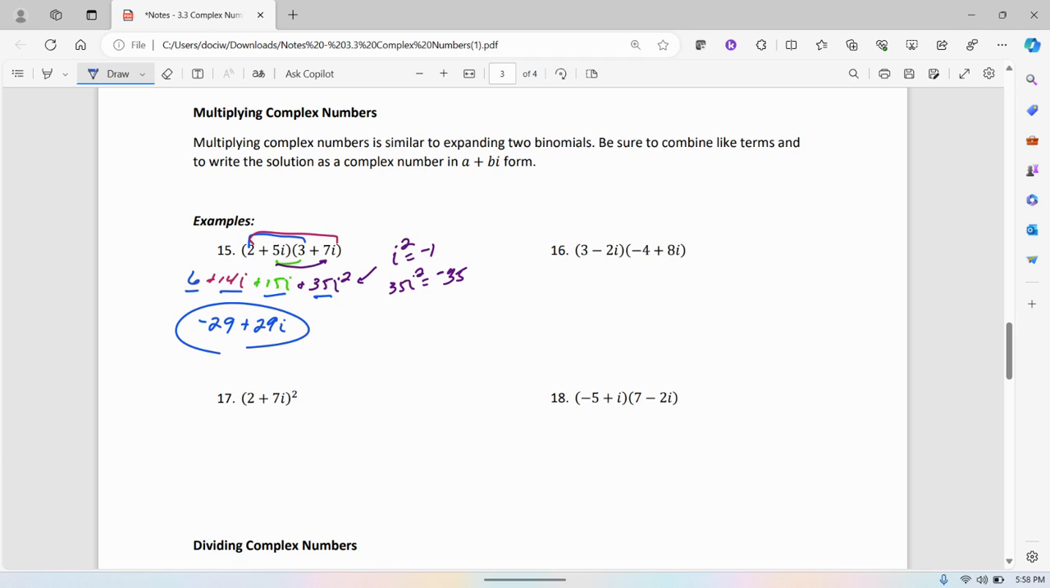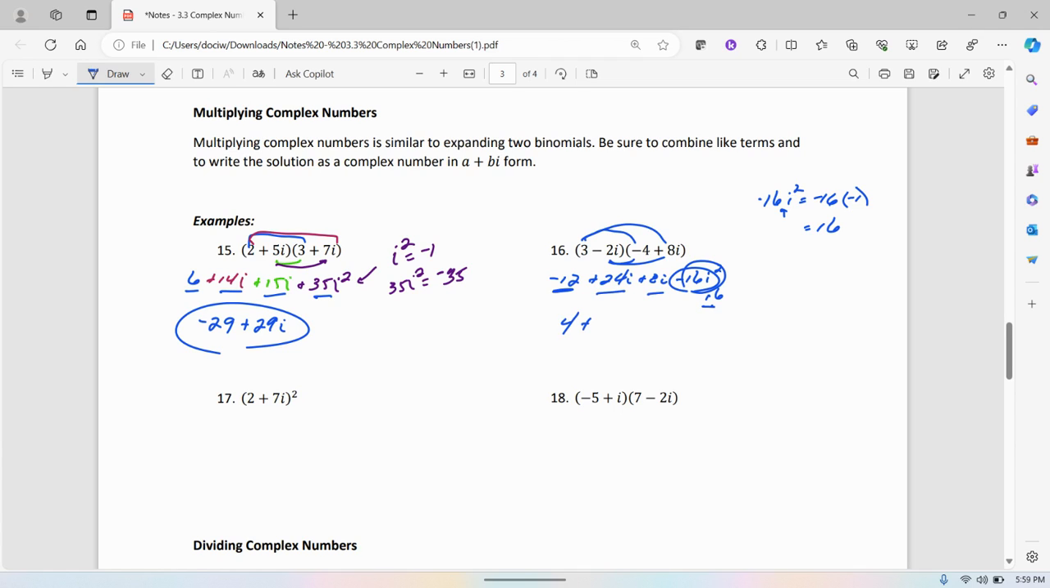Okay. Number 16. 3 times negative 4 is negative 12. 3 times 8i is 24i. Negative 2i times negative 4 is a positive 8i. Negative 2i times a positive 8i is a negative 16i squared. But remember that negative 16i squared, negative 16 is negative 16, but the i squared is a negative 1. So that actually equals 16. So this is a positive 16. So negative 12 and a positive 16 is 4.